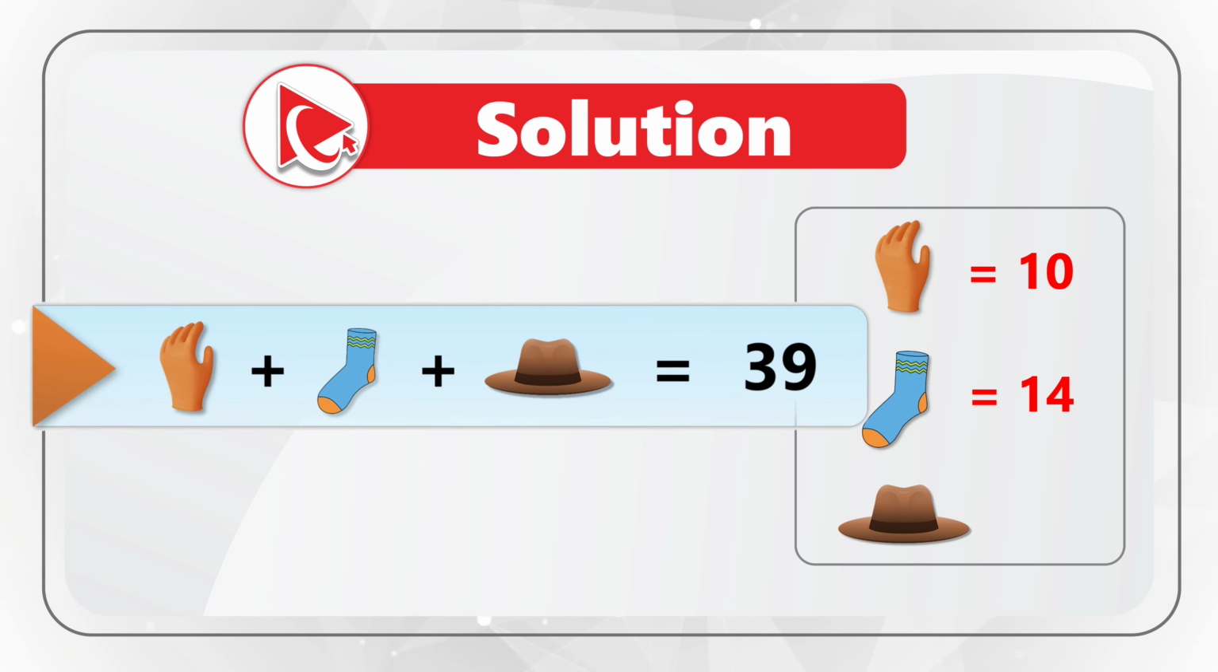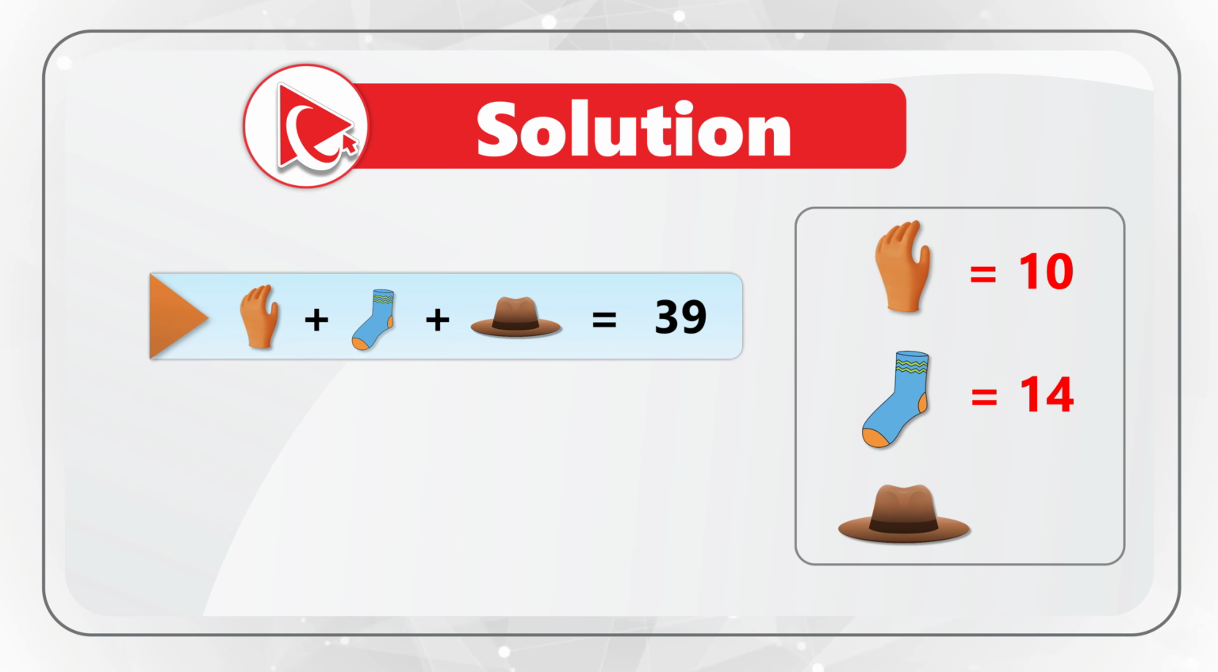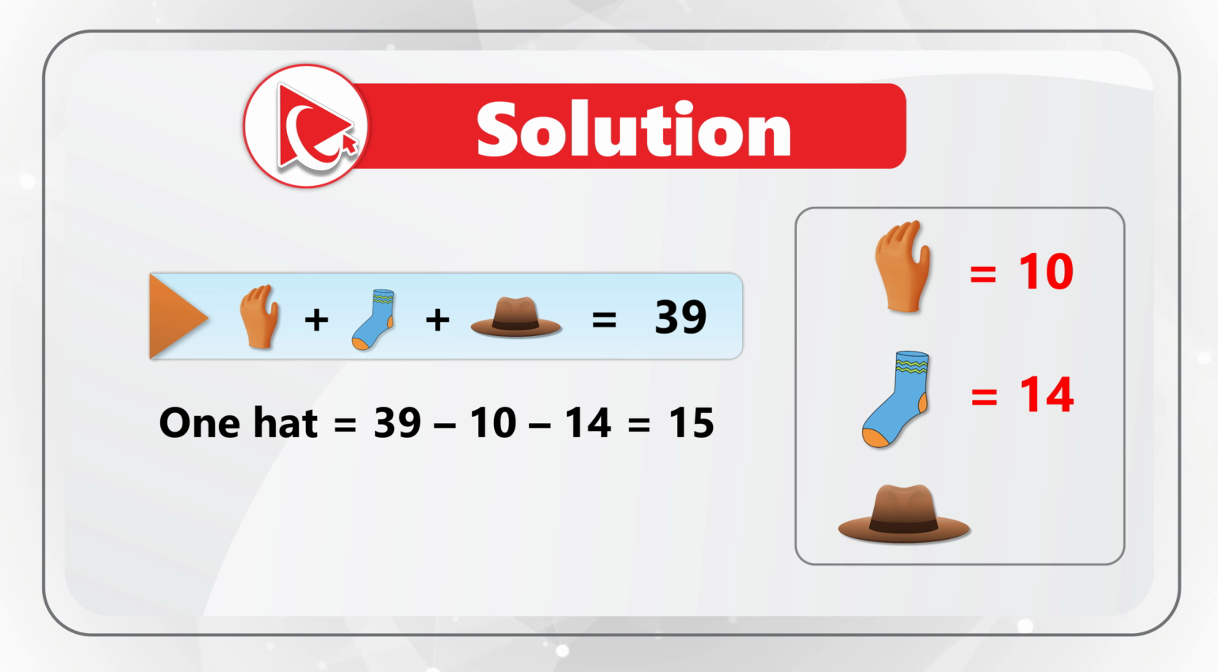Let's go to the third expression. 1 glove plus 1 sock plus 1 hat equals 39. We can calculate the value associated with the hat. It equals 15 because 39 minus 10 minus 14 equals 15.